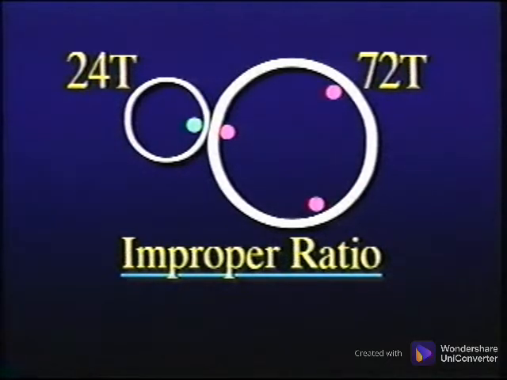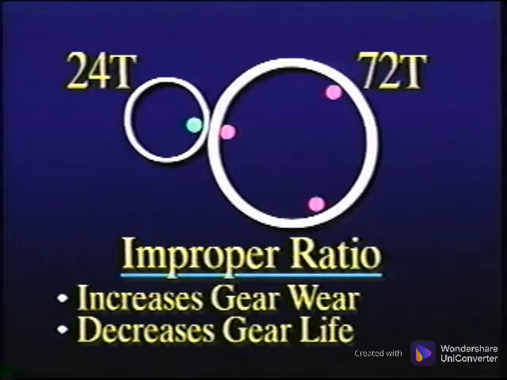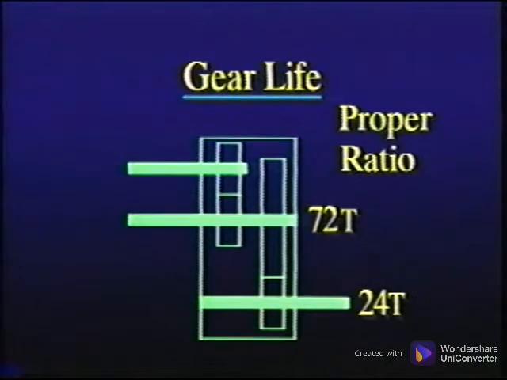An improper ratio such as this dramatically increases gear wear and reduces gear life. To make matters even worse, there are 2 output shafts, and the speed of them has been increased by using 24-tooth gears. This situation can cause the analyst much frustration as he tries to pinpoint a problem.